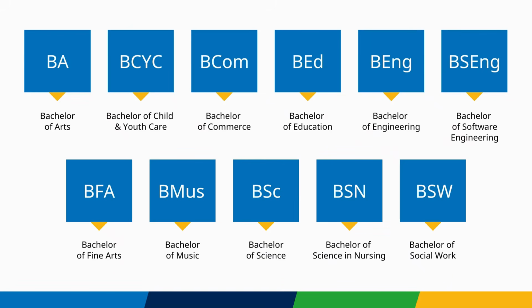There are 11 different undergraduate degrees awarded at the University of Victoria, and this is a quick visual of what the short forms are for all of those and what those short forms stand for.